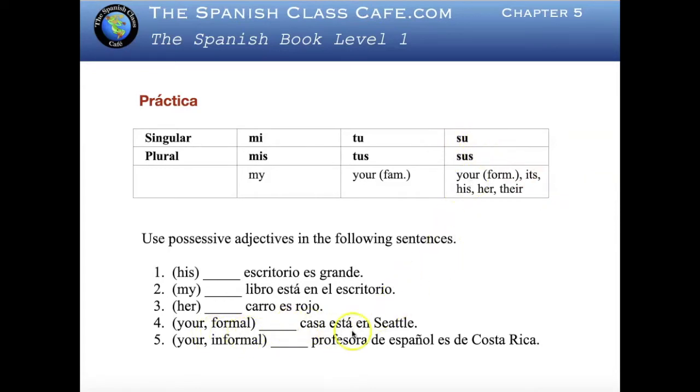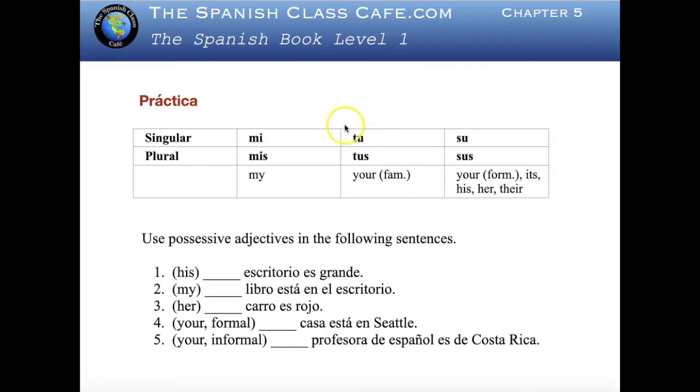In here, your house is in Seattle. Now, the your that we want is the formal your, which is right here. Equivalent to usted as a personal pronoun, the formal way to talk to people. Then it will be su casa está en Seattle. Now, the your informal is right here. Then, your Spanish teacher is from Costa Rica. It will be tu maestra o tu profesora de español es de Costa Rica.